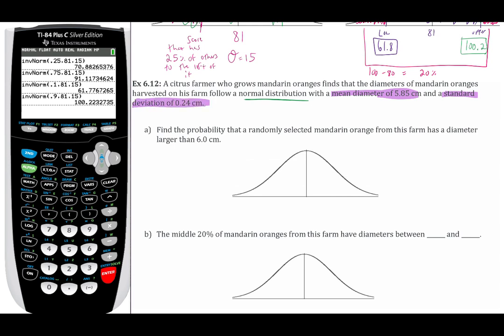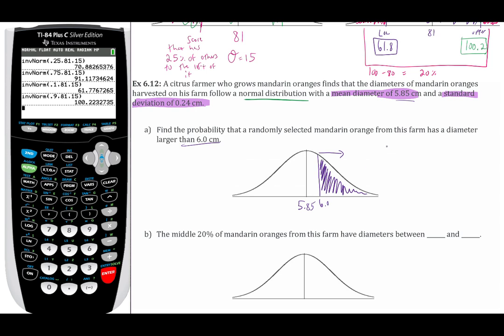Part A asks us to find the probability that a randomly selected mandarin orange from this farm has a diameter larger than 6.0 centimeters. All right, well, we know that the mean is 5.85 because it's given to us. We want to know what's the probability that a randomly selected orange has a diameter greater than 6.0. So I'm going to shade to the right.